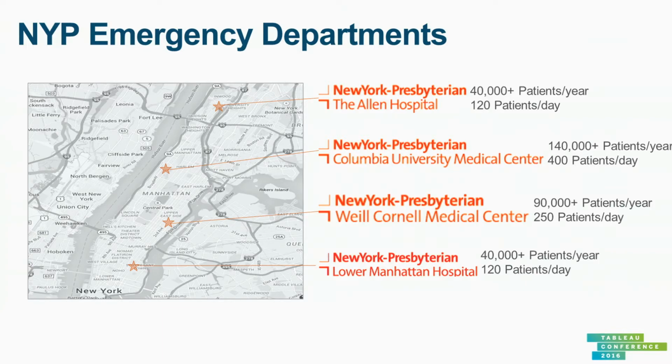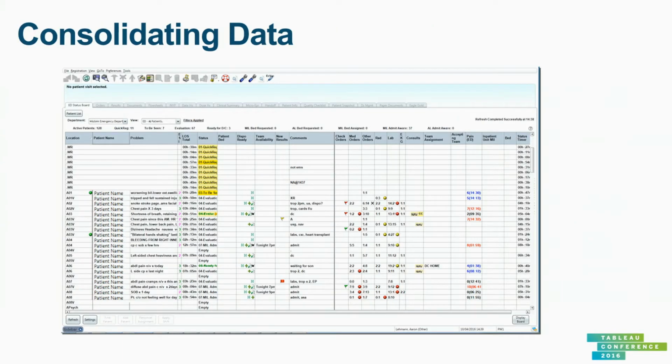So again, we are a large institution, and in Manhattan we have 4 emergency departments: The Allen Hospital, 168 and Broadway, Columbia University Medical Center, Weill Cornell, and Lower Manhattan. These are relatively high volume EDs, most notably Columbia, which has about 400 patients a day. Time can get a little bit hectic and it's difficult. People are counting the seconds, and they want to get rid of as many clicks as possible when it comes to documenting patients, and they want to be able to find patients throughout the organization relatively quickly.